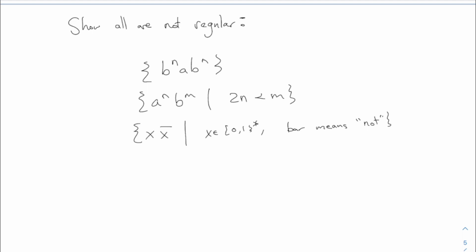So that last one is x followed by x bar, where the alphabet in that one is zeros and ones, and the bar means not. That is to say, when you do the bar, you just change every 0 to a 1 and change every 1 to a 0, but you keep them in the same order. All right, see what you think. We got 10 minutes. I will give you a moment and then walk around and see how you're doing.